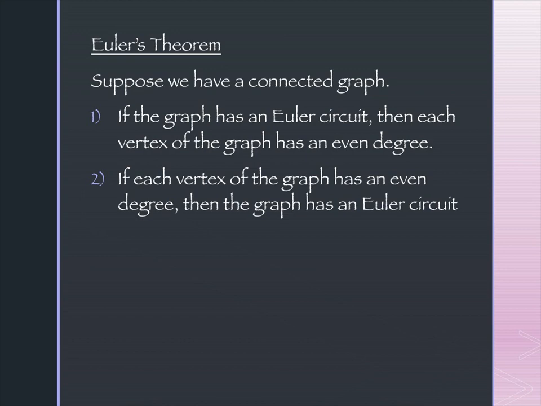So this is one of those statements that does go both directions. If this is true, then this is true, but also it goes the other way. If the conclusion part's true, I can get back to the beginning. So this is a two-way direction. It's actually called a biconditional, a statement that works both directions. If it has an Euler circuit, then every vertex of the graph has even degree. And if it doesn't, then it doesn't, right? This is how it's always going to work.